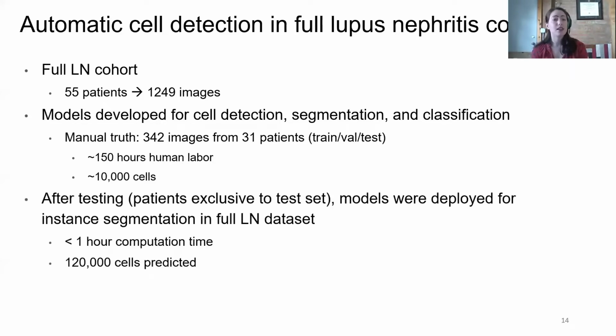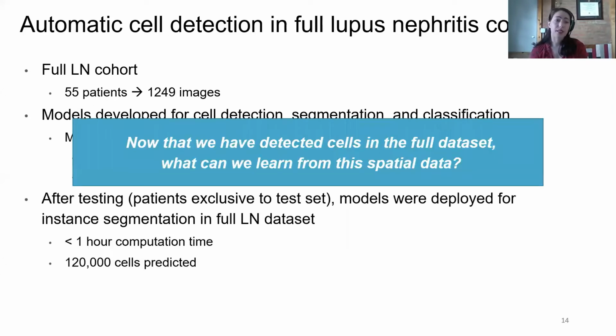after testing, in less than an hour, the model was able to detect over 120,000 cells within this data set. So rapid detection of cells, not a task that a person could do. So now that we've detected these cells in this data set, what can we learn from this spatial data?